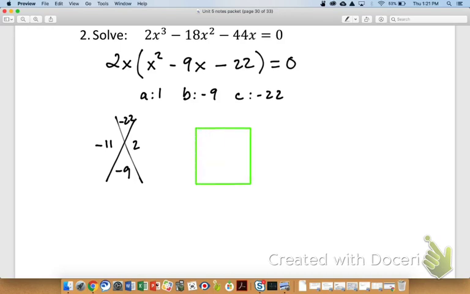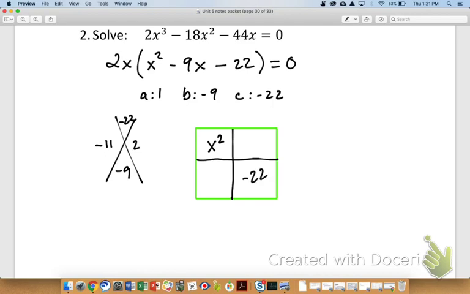And here's the box. X squared goes here. Negative 22 goes there. And then maybe negative 11x and 2x. Remember those two other diagonals that didn't really matter the order you use there?